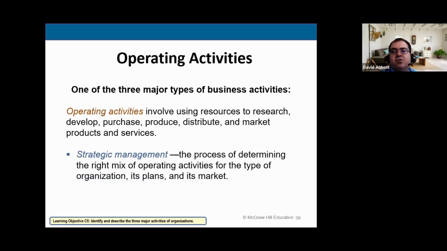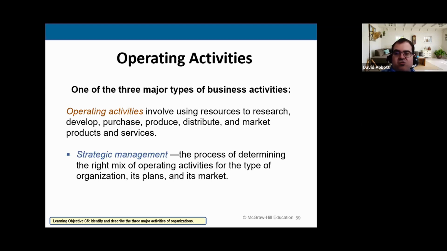And then finally, our operating activities. This involves the use of resources to research, develop, purchase, produce, distribute, and market products or services. So for a business, let's say Save Mart, they have to purchase the products that they sell from a wholesaler. Maybe they have a product that they're going to develop and have made. They have to produce products that they're going to sell, and then they have to figure out the distribution, and then they have to market them in different ways.